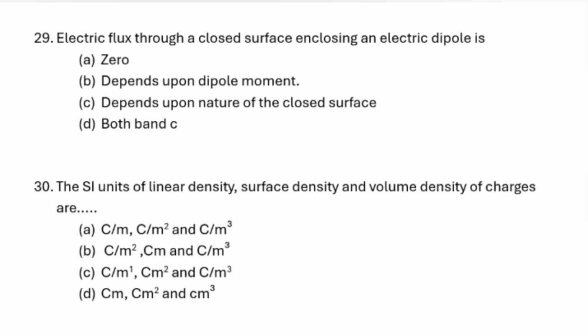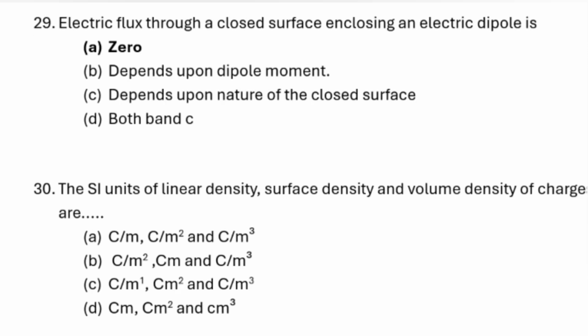Question number 29. Electric flux through a closed surface enclosing an electric dipole is option A, 0, option B, depends upon dipole moment, option C, depends upon nature of closed surface, option D, both B and C. Here the correct answer is option A, 0.